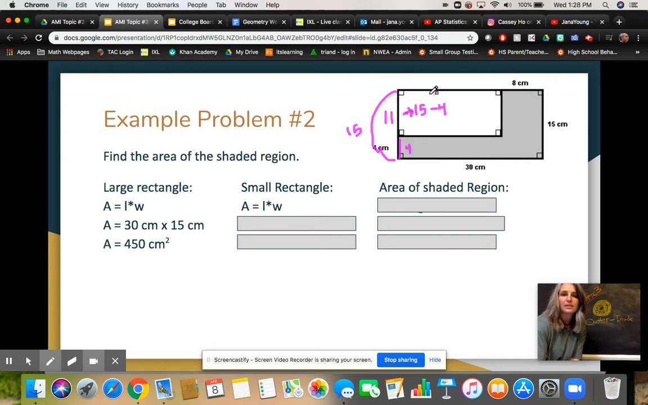So that's 11. So same thing, this whole side is 30, right? Opposite side. So to find this guy, I would do 30. That's the whole side minus the part that I know, which is 8. And that's going to give me the part that I don't know, and that is 22.